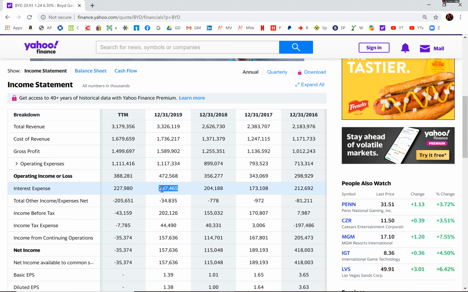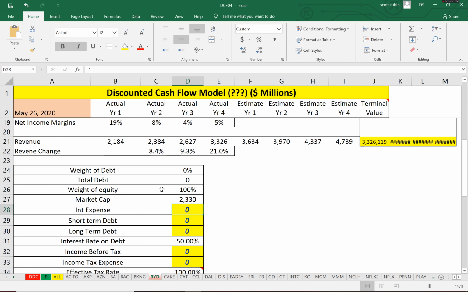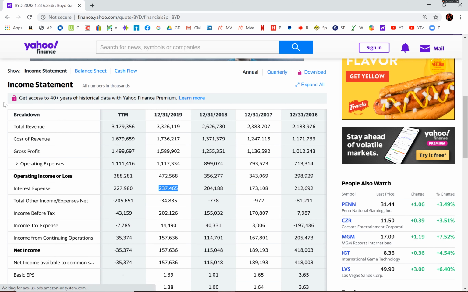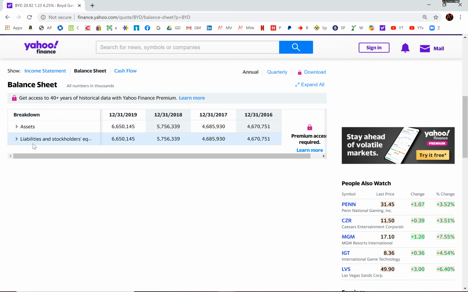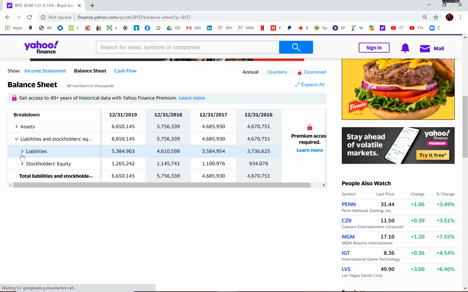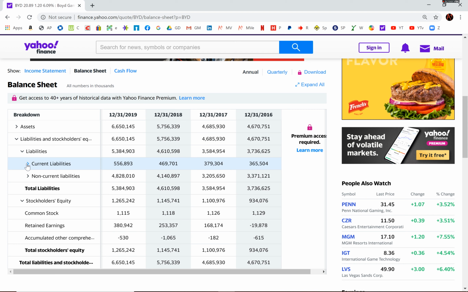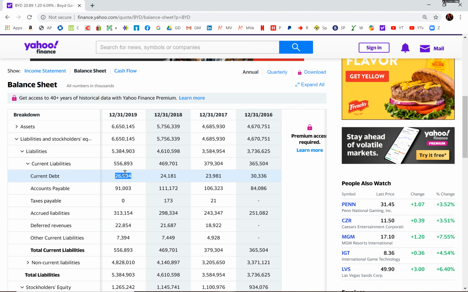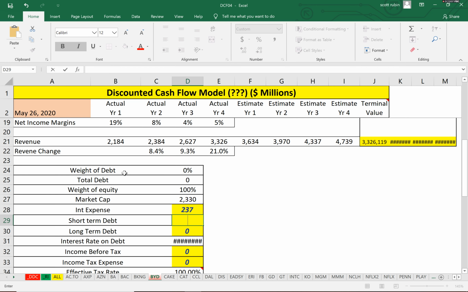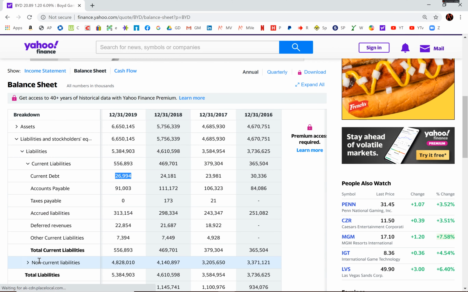Now we have to understand the capital structure of this company because every company has a different capital structure. Their interest expense is $237 million. So let's see how much debt they have because we want to see the interest on the debt. And their short-term liabilities are 27 million. That's the debt due within 1 year, which is a pretty small amount.